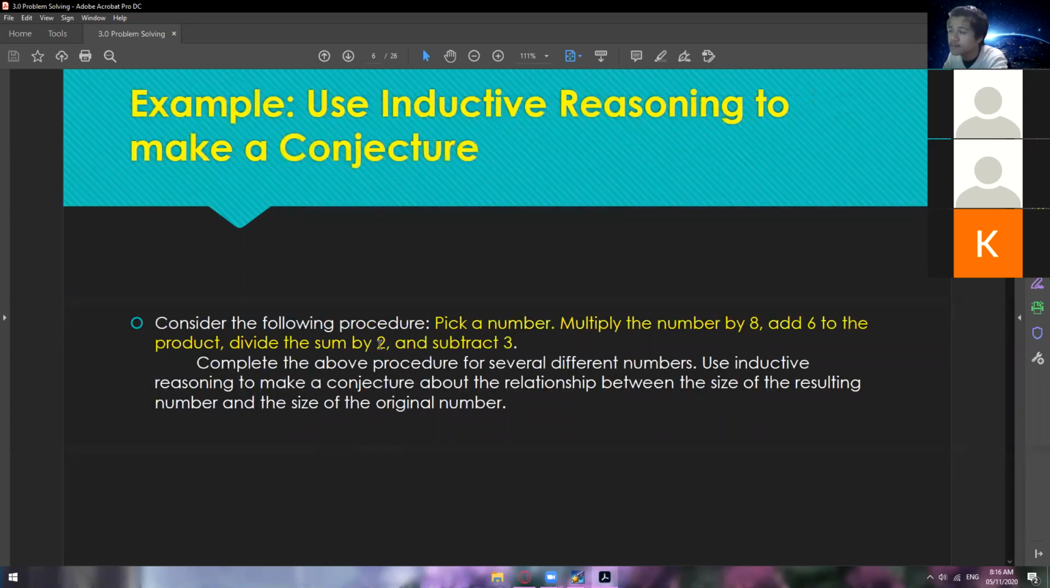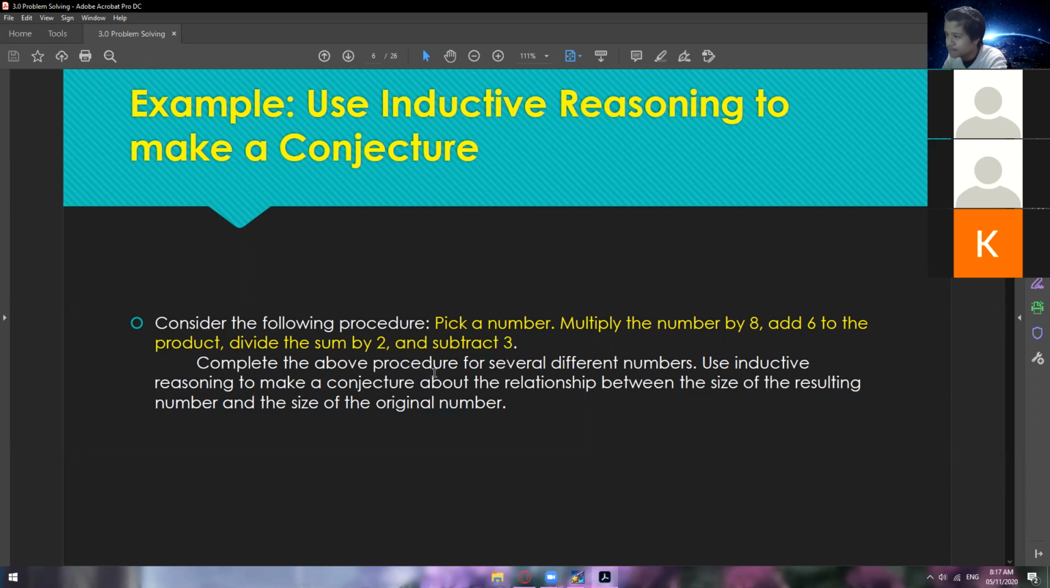Okay. So another example when it comes to applying inductive reasoning is to make a conjecture. Making a conjecture is like making your thoughts or your final conclusion, your final realization. So let's say we have here a procedure. What's the following procedure? Pick a number, multiply the number by 8, add 6 to the product, and then divide the sum by 2, and then subtract 3.